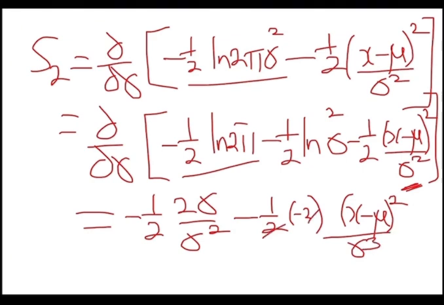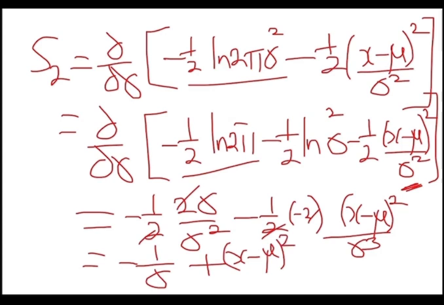So this cancels that, and this cancels that. So I'm going to have negative 1 over sigma, then plus x minus mu squared over sigma cubed. Now, this is the score function. That is going to be the second score function.